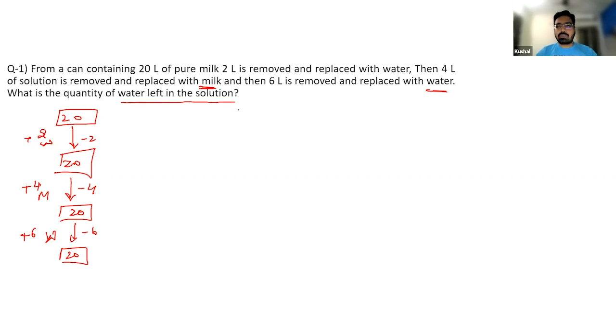Now let's get started with this. Again, the concept remains the same: I'm going to start with 20 liters of milk. And now I'm removing 2 liters of water. That means what fraction has been removed? It's a 10% fraction that has been removed. So the leftover quantity will be 90%, right? So I will take 0.9 of 20 as my quantity of milk leftover after the first removal.